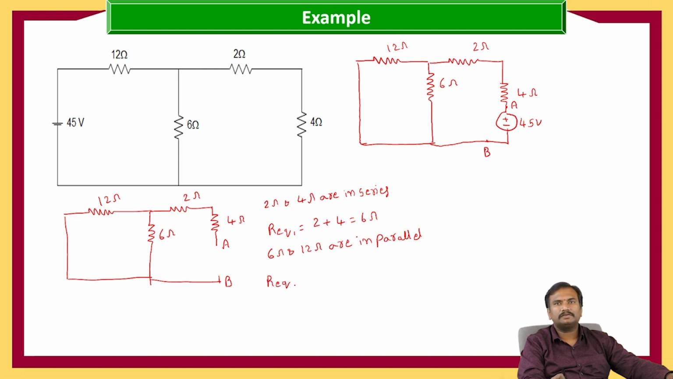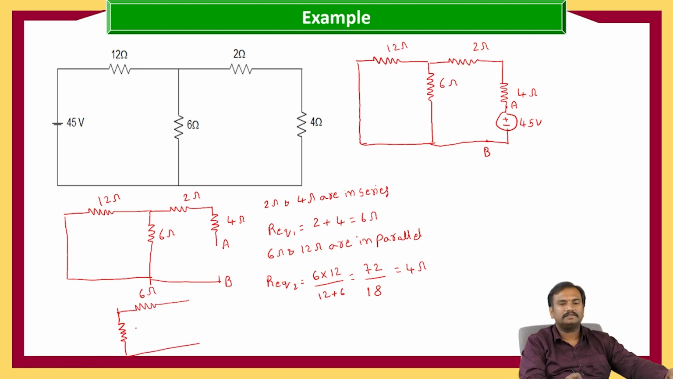So R equivalent 2 is equal to 6 into 12 by 12 plus 6, which is equal to 72 by 18, which is equal to 4 ohms. So our circuit will become only two resistances, one of 6 ohms and another of 4 ohms. A, B terminals. So from this, R equivalent is equal to 6 plus 4, which is equal to 10 ohms. So now we got the total equivalent resistance as 10 ohms.